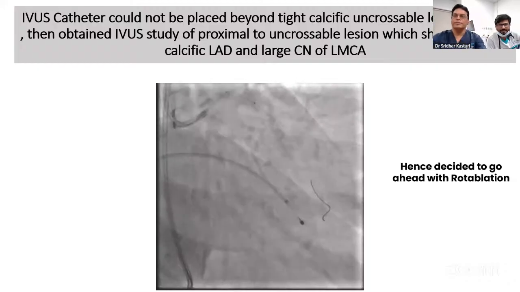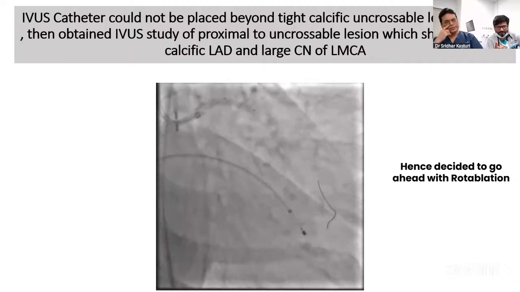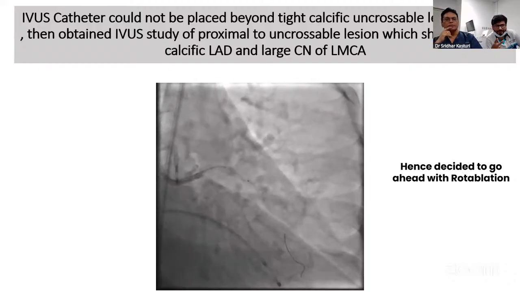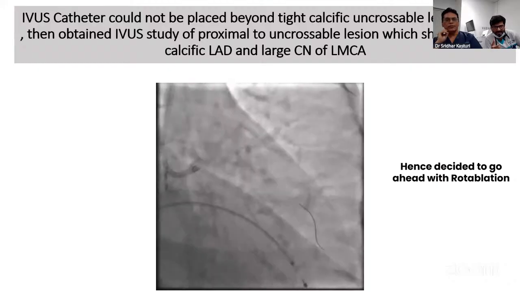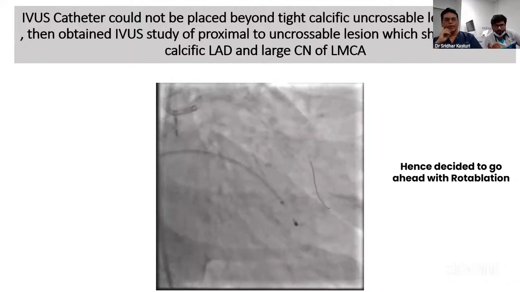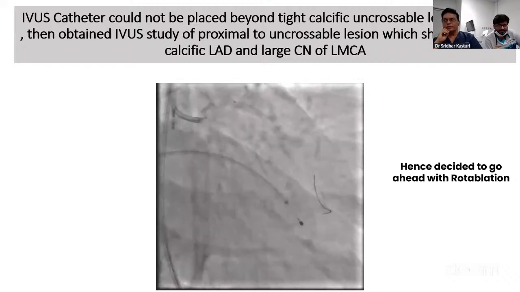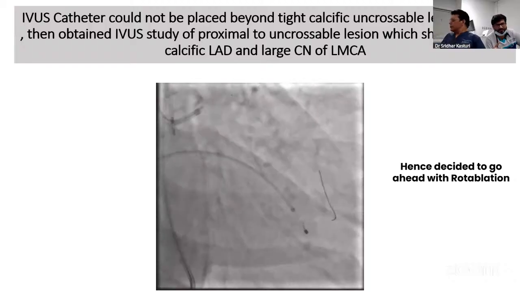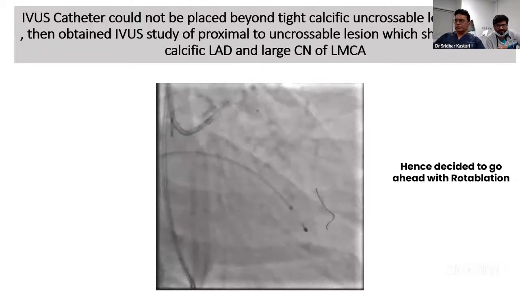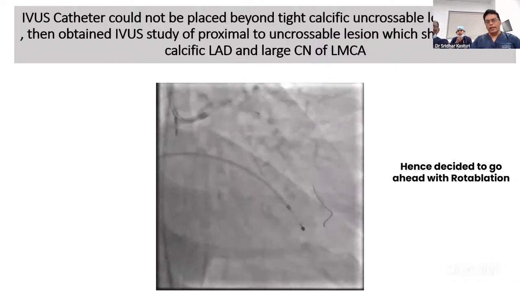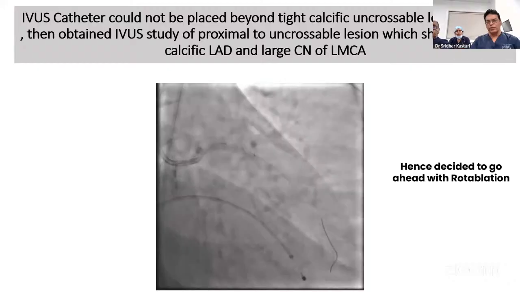Yes, as this is the classic case of a balloon uncrossable lesion, and also in the IVUS study there is a calcific nodule. So these two lesion characteristics give the idea that we should go for rotablation, because rotablation will nicely ablate the calcific nodule and create more acute luminal gain, because by cutting we can't get enough acute lumen gain, or we can't ablate the calcium. So it was a very good decision to go ahead with rotablation. Yes.